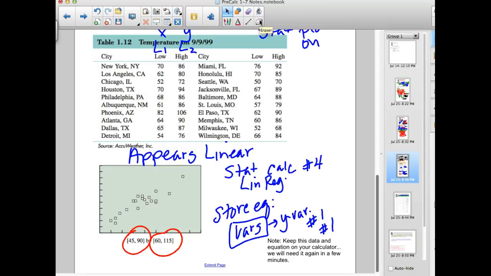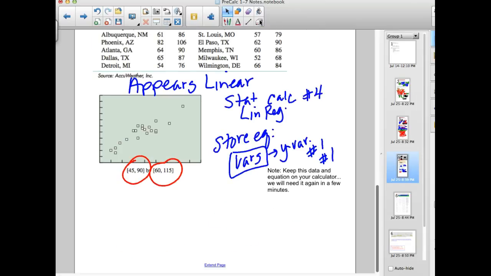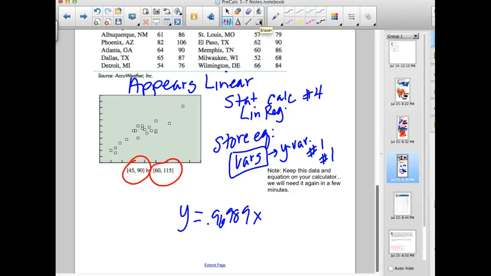And it gives me this big long equation. We've got y equals 0.96989 x plus 23.0148. Now if you go to y equals, they took the whole thing. They dumped the whole equation in there, all the decimals, everything. So it's going to be more precise.